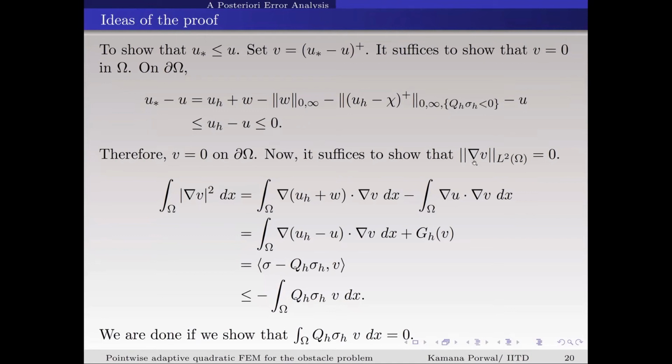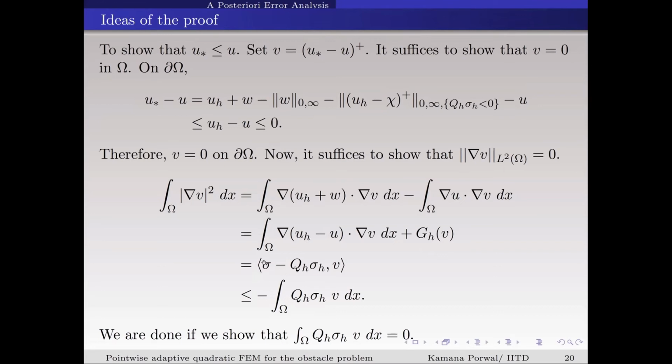And again, we just have to show that the L2 norm of the gradient of V is 0 to obtain the sign of U lower star minus U. So let's focus on the square of the L2 norm of the gradient of V. We again use the definition of V by keeping one V as it is. Then we use the definition of the corrector function to obtain this. And then we use the definition of the residual function to obtain this. This term is similar to the one in the previous case. The only difference here is the minus sign. In the previous case, we had QHEH minus sigma, and now we have sigma minus QHEH.